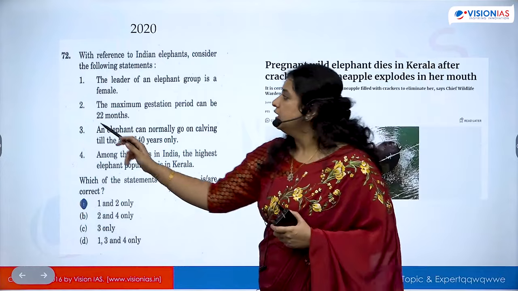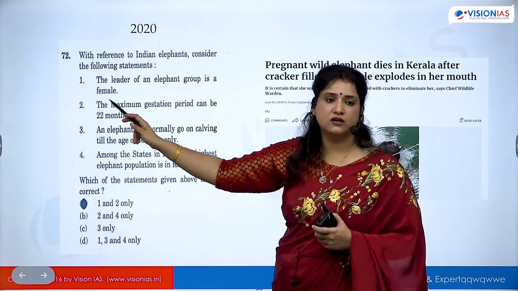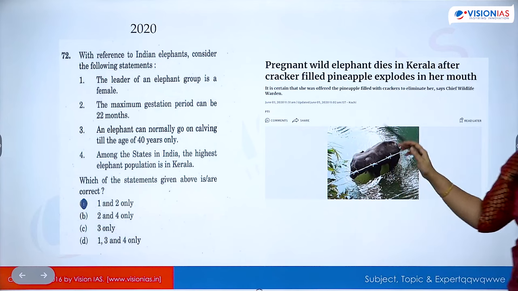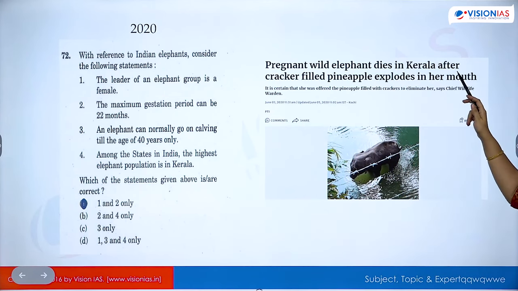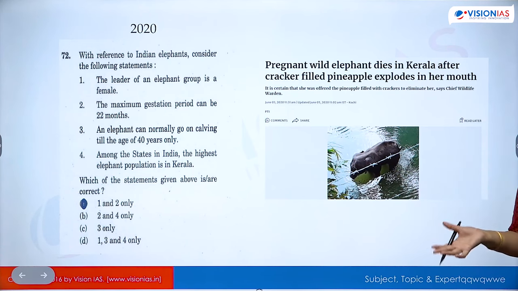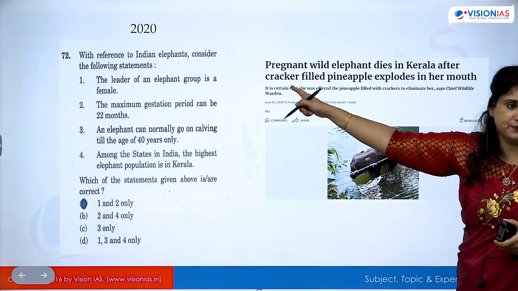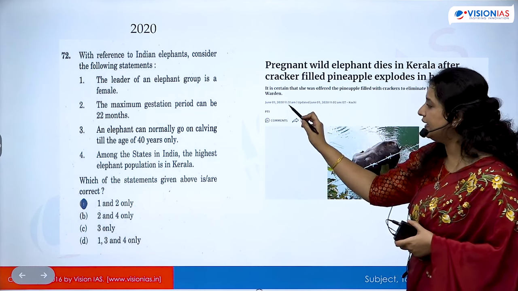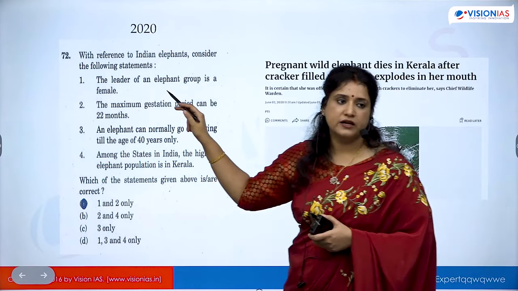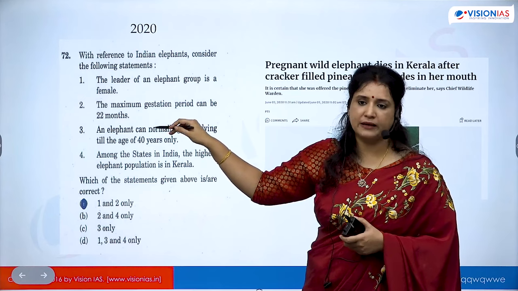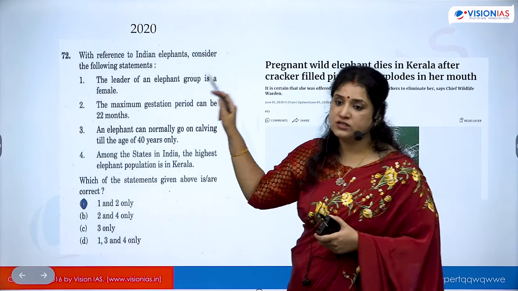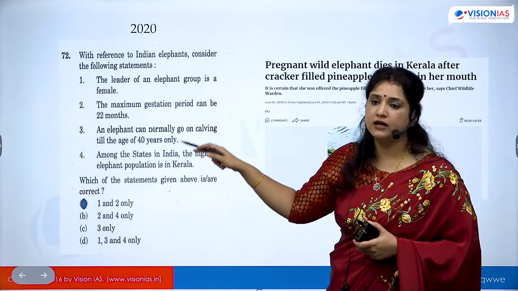Now, question first. The leader of an elephant group is a female. The news was, see this, pregnant wild elephant dies in Kerala after a cracker-filled pineapple explodes in her mouth. Some absolutely atrocious people, they put firecrackers in a pineapple and they fed her the pineapple. And it exploded in her mouth and she died and she was pregnant. Same year, this is June 2020, okay, this question was asked. In 2020, the paper was delayed. It was held in September because of COVID. Okay. So same year, 2-3 mahine pehle ka incident, UPSC asked question.